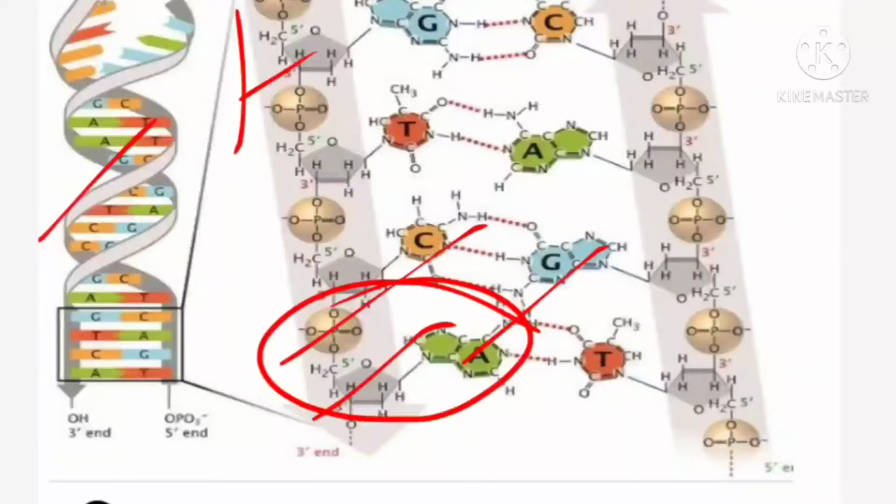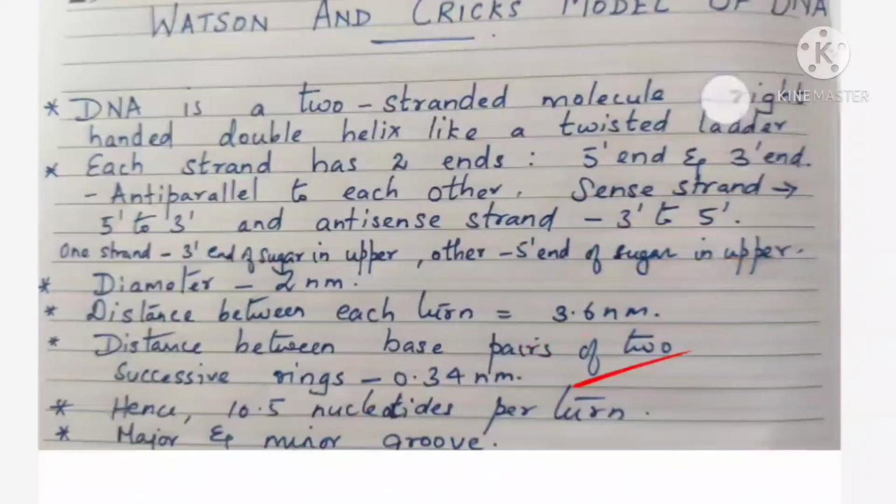Okay, so just a recap of what we have learned. DNA: double stranded molecule, right handed molecule, double helical structure, twisted ladder. Fine. How many strands are there? Two strands. They are moving in which direction? Two strands are there. One is moving from 5' to 3' and another one is moving from 3' to 5'. And the diameter is 2 nanometers. Between each turn there is 3.6 nanometers. Distance between the base pairs of two successive rings is what? It is 0.34 nanometers. And in each turn how many nucleotides will be present? Around 10.5 nucleotides.